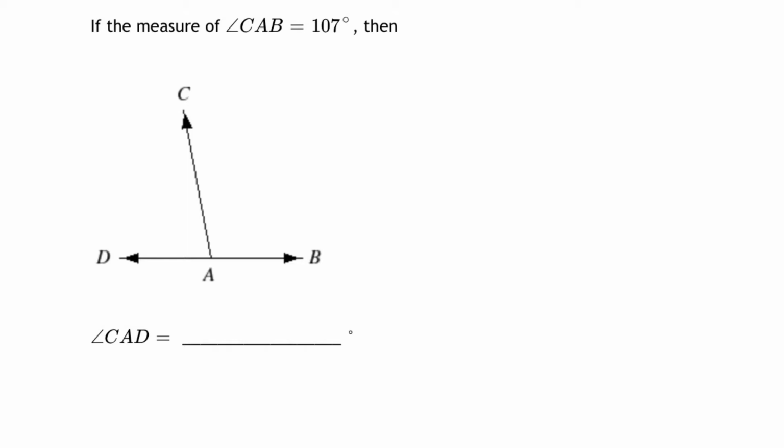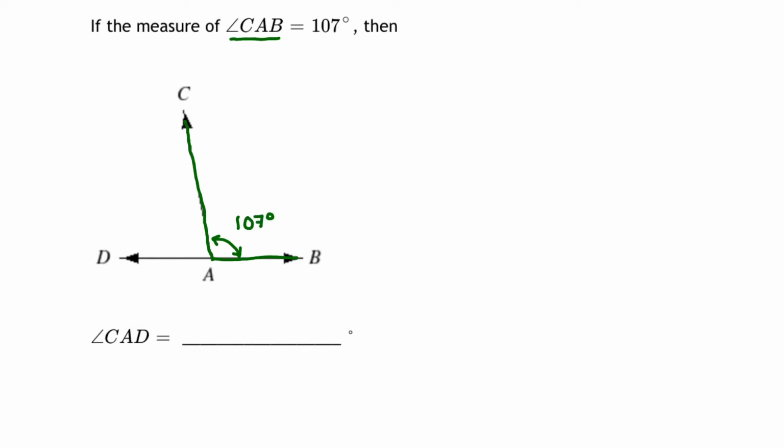To begin this problem, I want to talk about two angles that form a straight line. So let's take a look at angle CAB. Angle CAB is the angle that starts at point C, goes to the vertex A, and finishes at B. Right there is angle CAB, and we're told that's equal to 107 degrees.